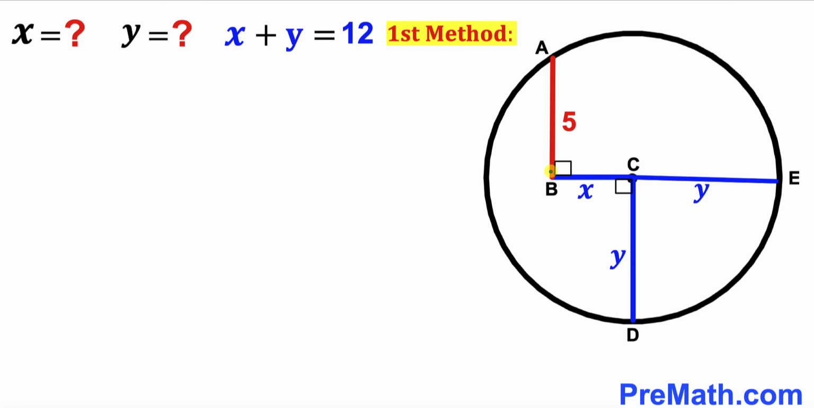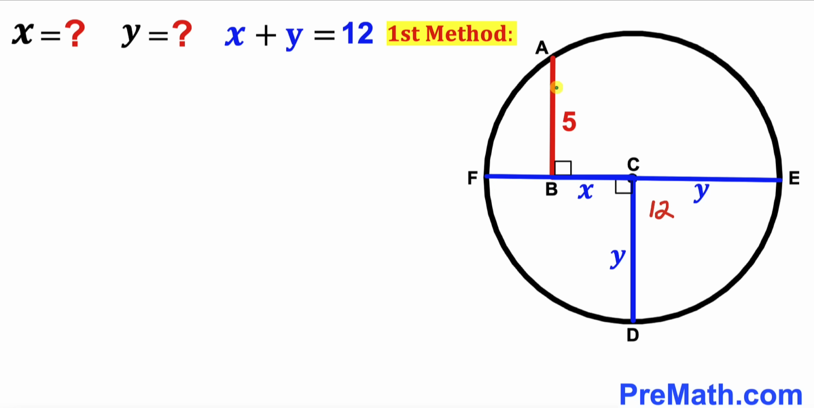Furthermore, these points B, C, and E are collinear. So the segment BE length is the same as X plus Y, and we know our X plus Y value is 12. So this BE length turns out to be equal to 12 units. Now in the next step, I have extended this segment BE all the way to this point F, such that FE is the diameter of this circle.